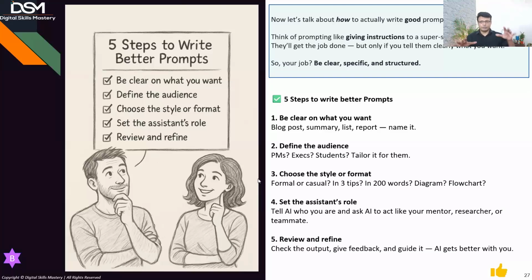Now, as we said about the hallucination part, once the output has been given to you, check it, give it feedback, and guide it. If you don't like the response, you can fine tune it, converse with it, give another prompt using the same syntax till the moment you get the desired output that you're looking for.